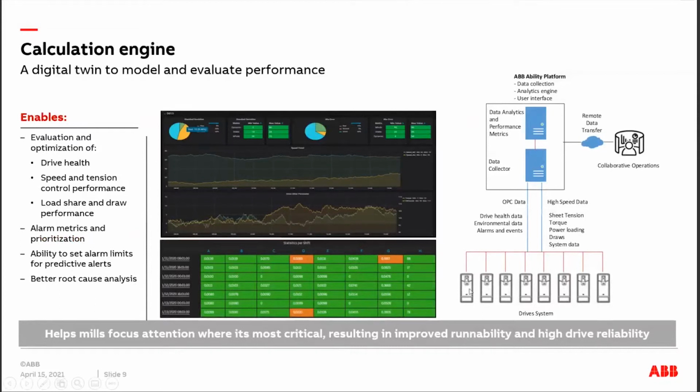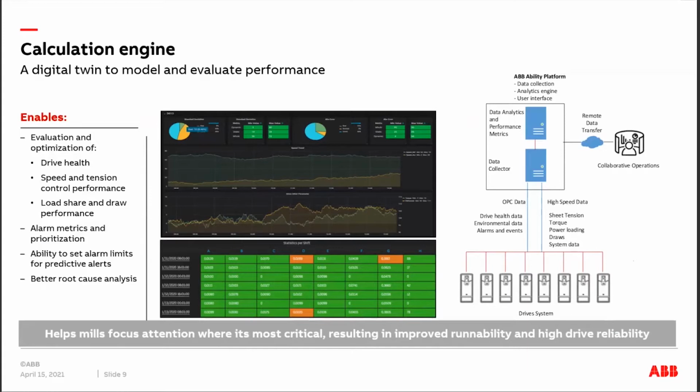And to start with, then, what is it? What does it look like? I'll spend just a minute on the architecture. So on the right-hand side here, depicting the drives of a systems drive. Basically what the solution is doing is pulling a lot of information up into the data collector. This is information around the drives, like the health of the drives, the currents and the voltages and the temperatures and motor temperatures and things like that. But it's also pulling in the high speed data, which is necessary to really be able to understand the performance of things like the tension controls and the power loading and the speed control and so forth.